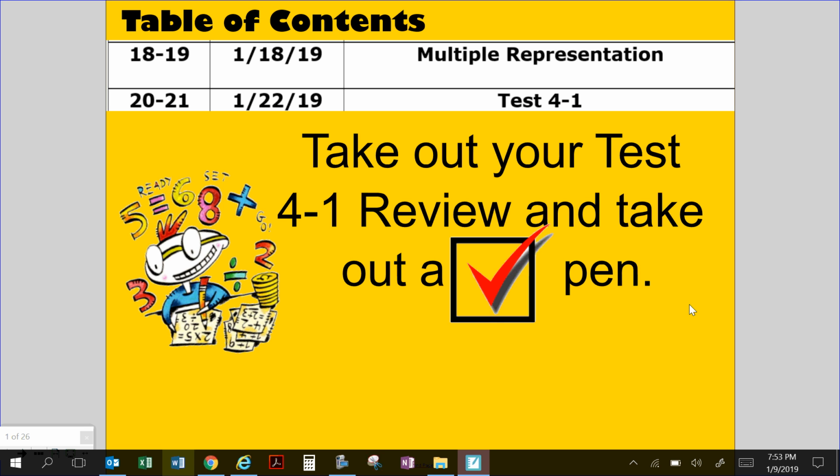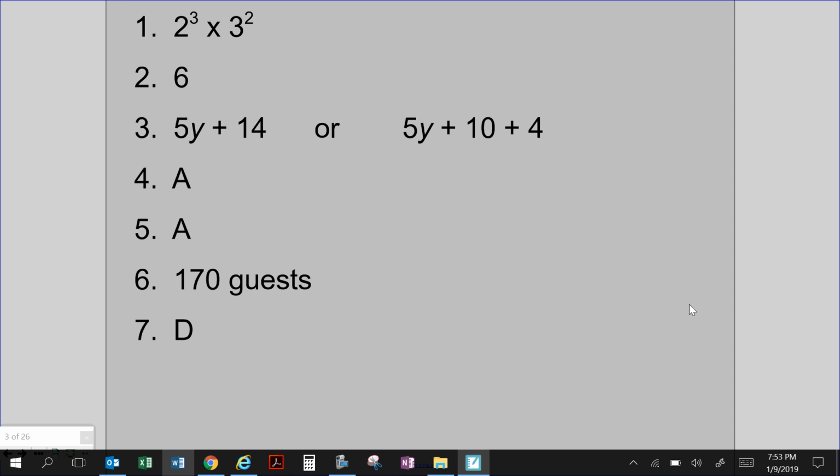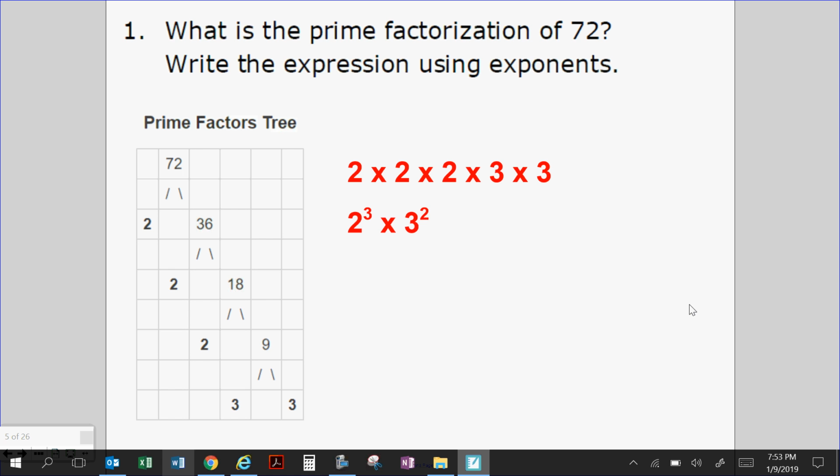Welcome. This is the Test 4-1 review for academic. What do you need to know to be successful on the upcoming test? You have to know how to do prime factorization.